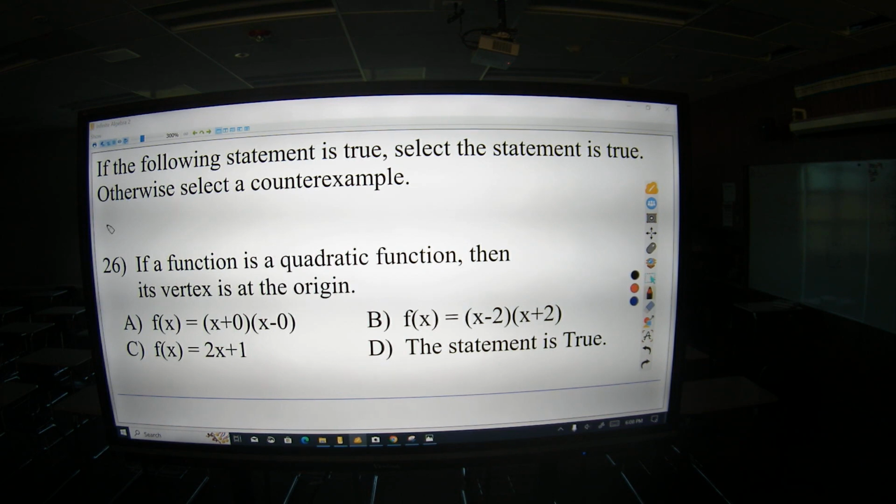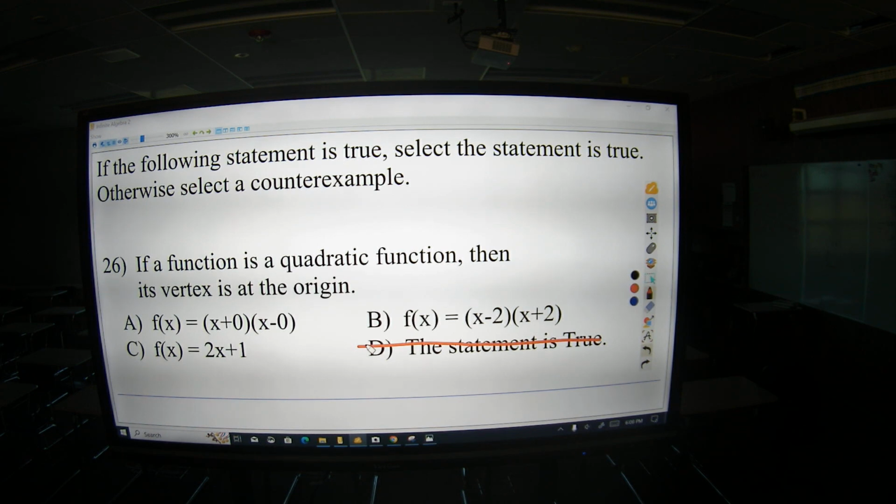It says if a function is a quadratic function, then its vertex is at the origin. Now, if that was true, we wouldn't have so much trouble. Look at how much trouble we just put into finding a vertex, right? So wouldn't that be nice if every quadratic function just had its vertex at the origin? Unfortunately, the universe is more complicated than that. So I'm hoping that you could just cross that out right away and be like, nope, that's not true. Otherwise, I wouldn't have just spent maybe 3 minutes, 5 minutes trying to find out where that vertex was on that last problem.